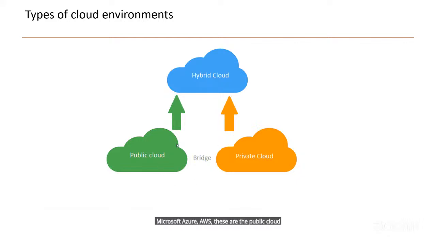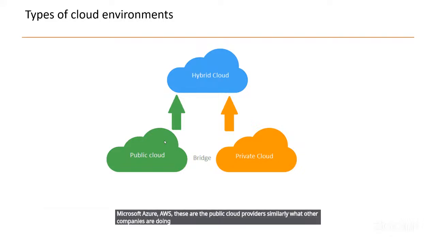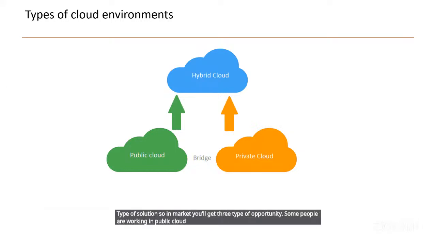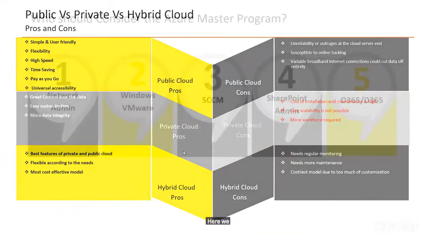Similarly, what are other companies doing? Other companies are using the best features from the public and private. So if you're planning to use the best features from both public and private, that will be a hybrid type of solution. So in the market, you'll get 3 types of opportunities. Some people are working in public cloud, others in private cloud, or maybe you'll find some people working on hybrid cloud also. Here we are talking about public cloud computing.